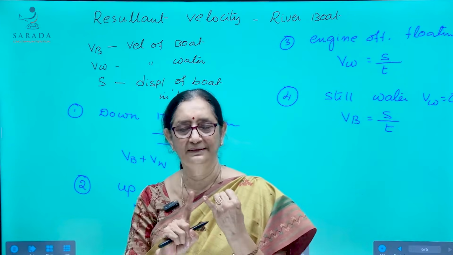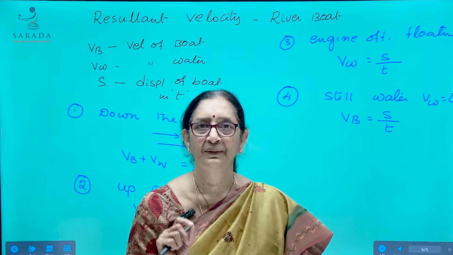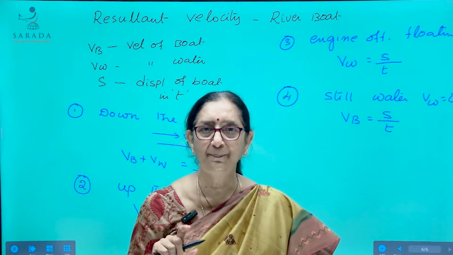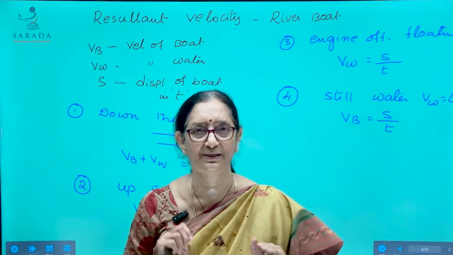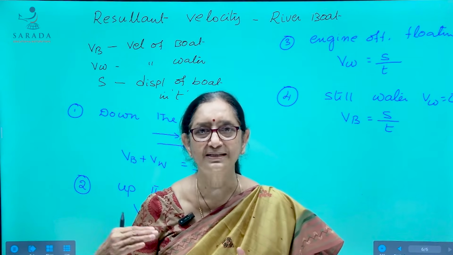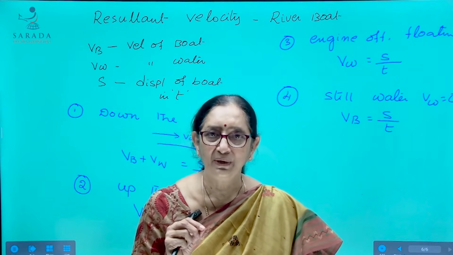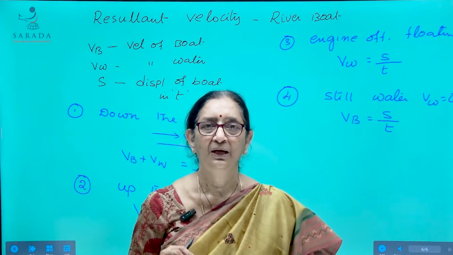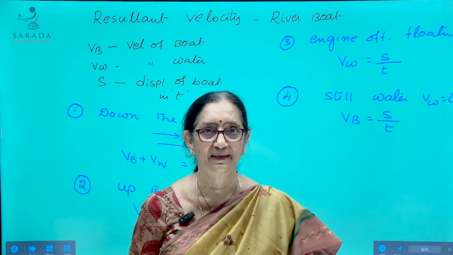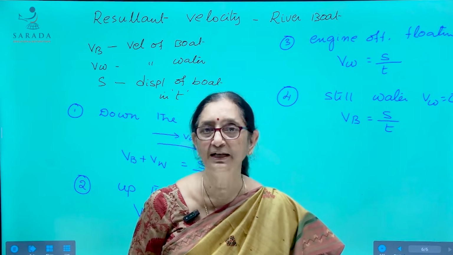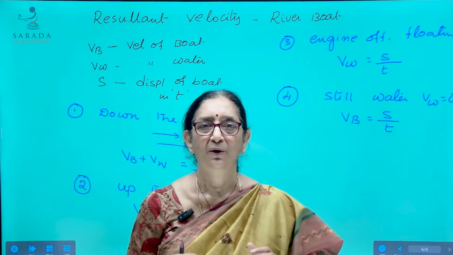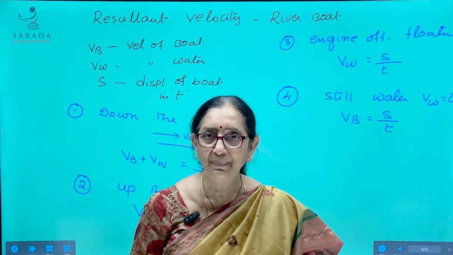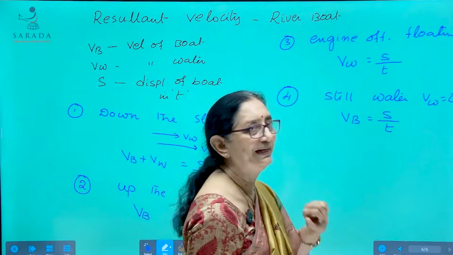So again, the first case I talked about is when the boat is moving down the stream, VB plus VW is equal to S by T. When the boat is moving up the stream, VB minus VW is equal to S by T. When the boat is floating, then VW is equal to S by T. When the boat is moving in still water, VB is equal to S by T.